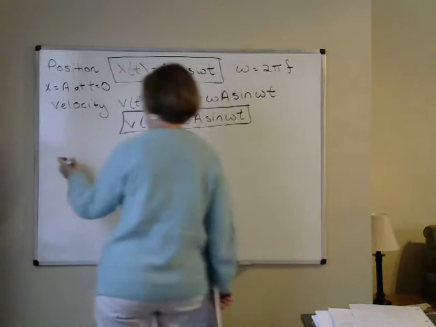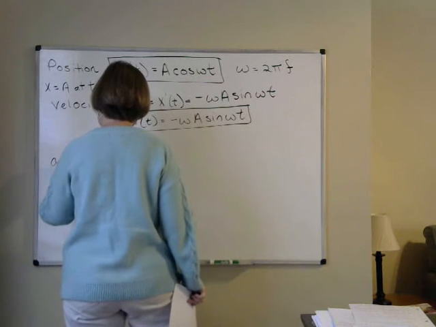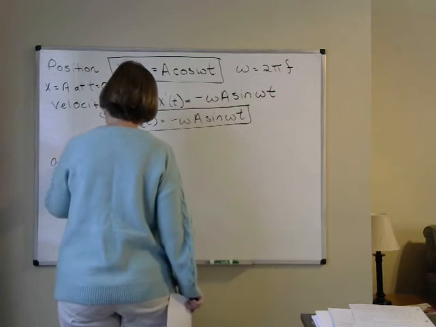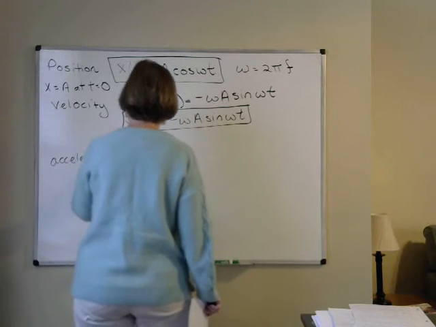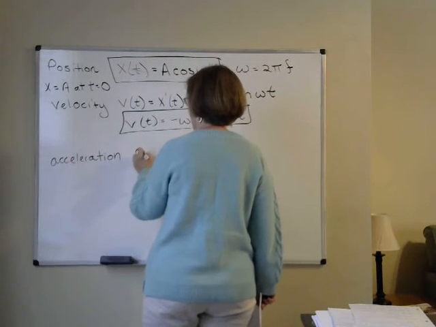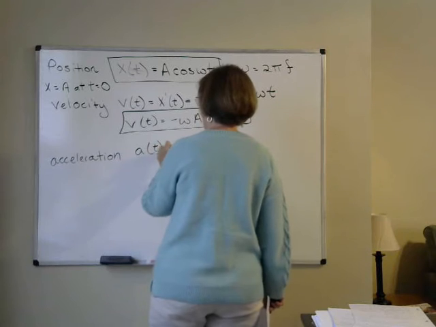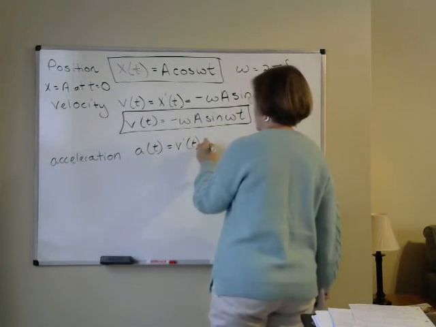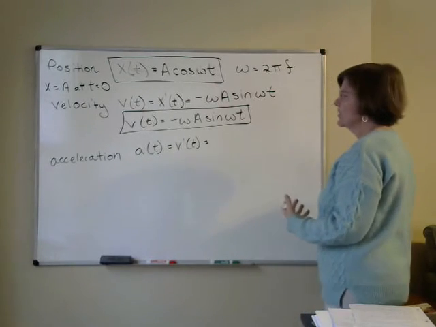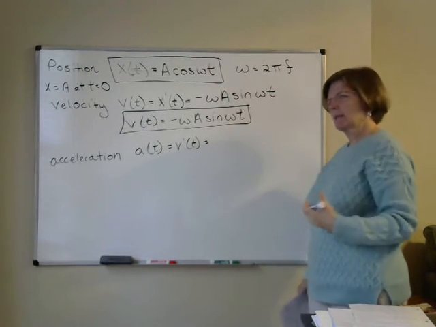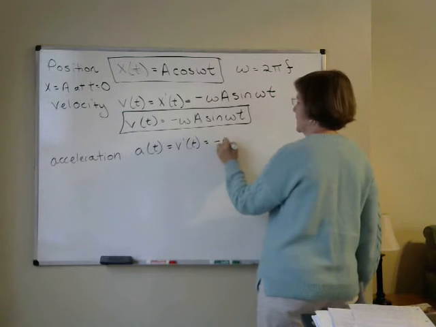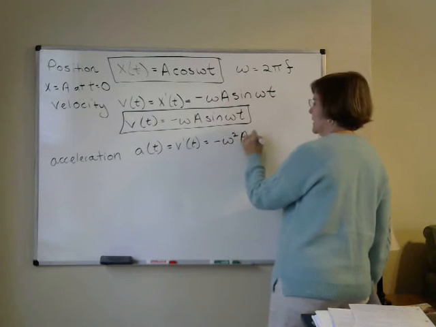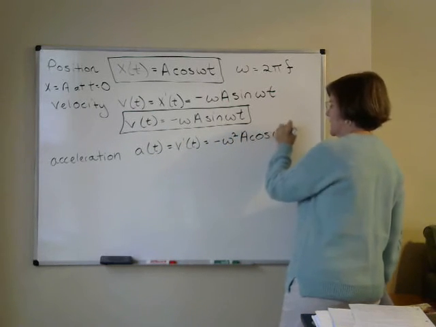If I want to get an equation for acceleration, I know that a of t is the derivative of the velocity. Again, I'm going to have to do a chain rule. The derivative of sine is cosine. This is going to be negative omega squared A cosine omega t.